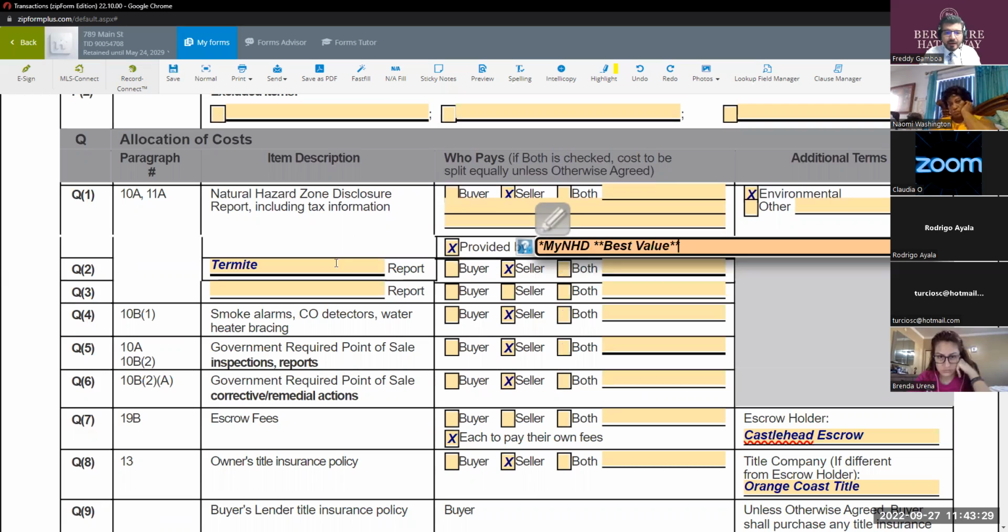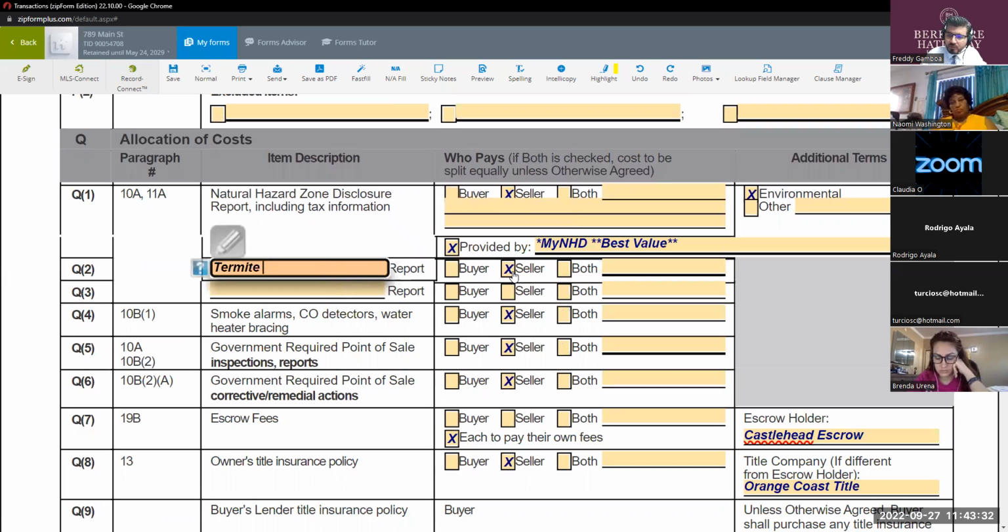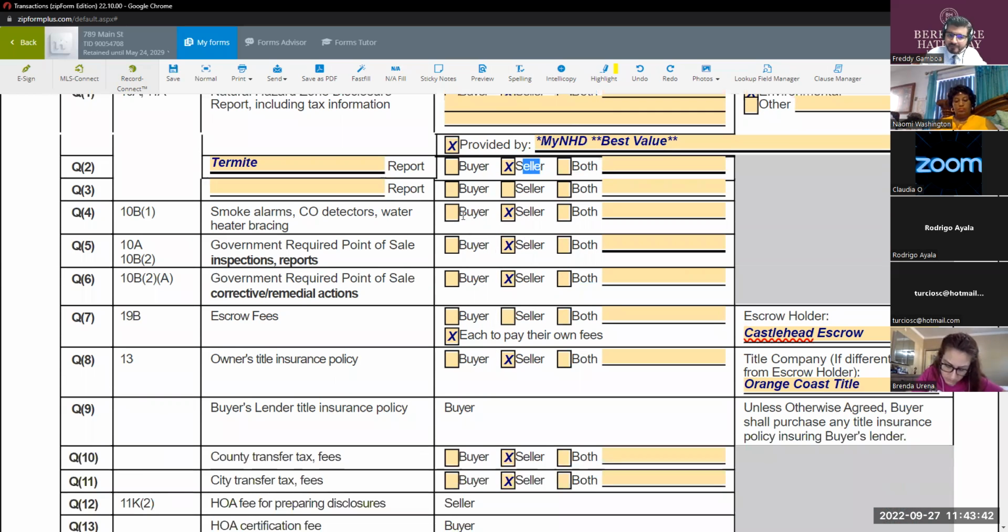Now, term of report. Who's going to pay for it? The seller. You also highlight this as well. Does the seller want to pay for the term of report? Yes or no? Highlight it. Q4, leave it alone. It's customary to be paid by the seller. Any CD pre-sale, same thing.